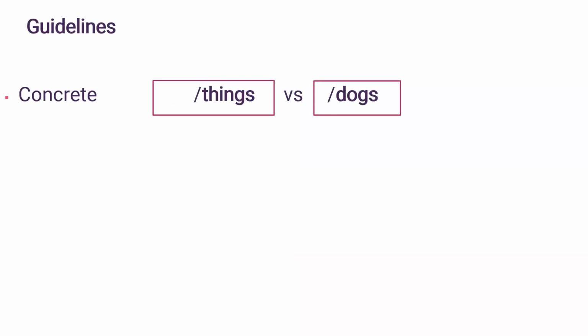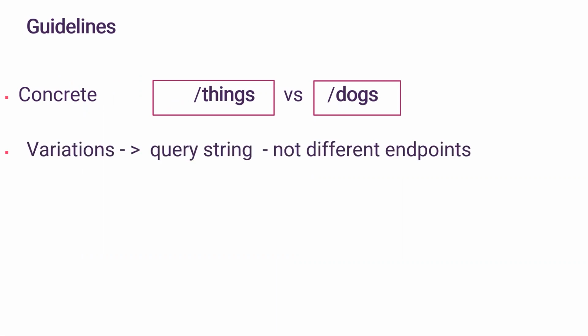So besides the fact that things should be concrete, nothing's just the specific resource, dogs, for example, and the variation of these shouldn't be a new endpoint altogether. It should be like, okay, you have to obtain all the black dogs. Cool for you. Add it in the query string as a parameter, not a new endpoint like get all black dogs. No. It shouldn't work like that.